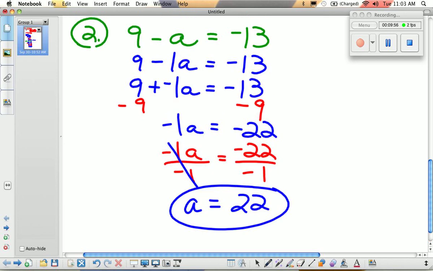Okay? It would work if it was either way, right? Because if you subtract a negative 22, it'd still be the same. Well, yeah, look at how I did it here. Okay, just let me turn off my recording.